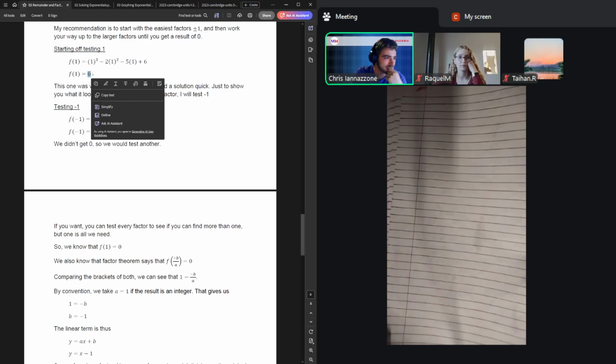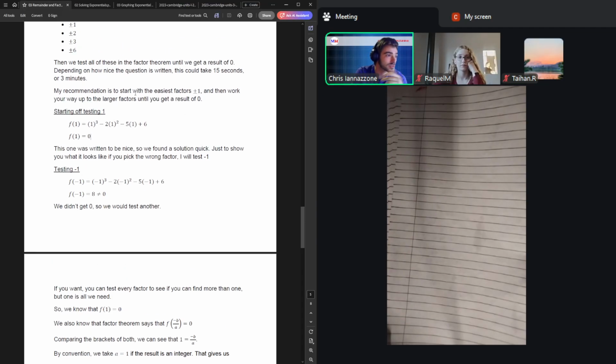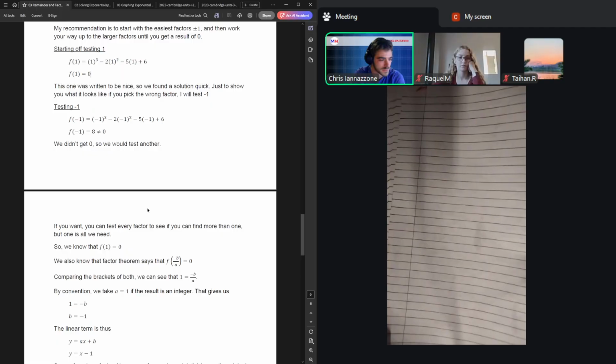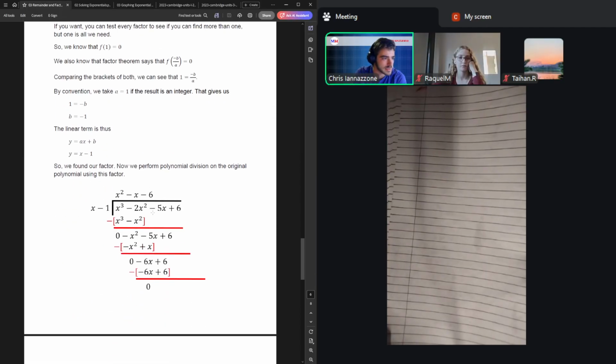Yep, so basically you're testing the factors until you get 0. Well, you're testing the possible numbers, so until you get 0, because that will prove that you have a factor. Under this simplified circumstance, you will always take a equals 1.